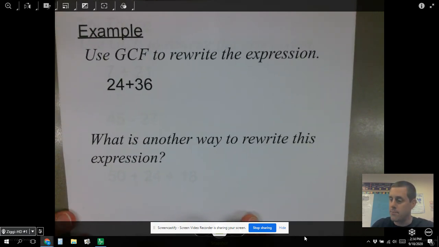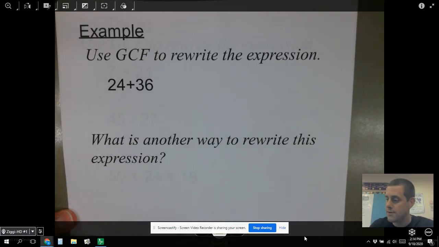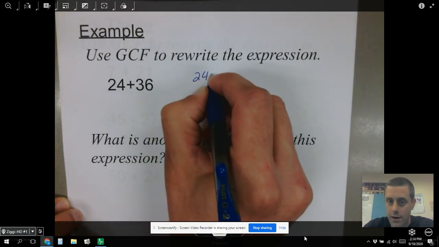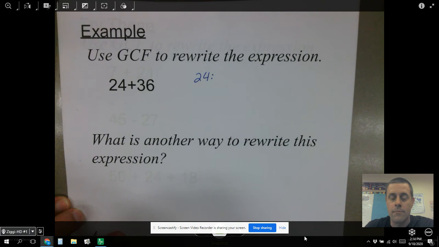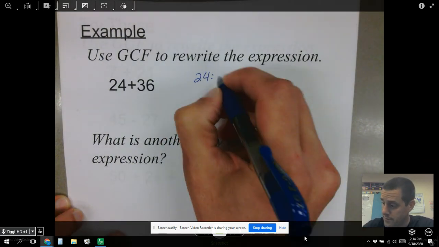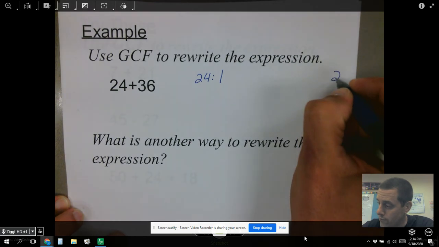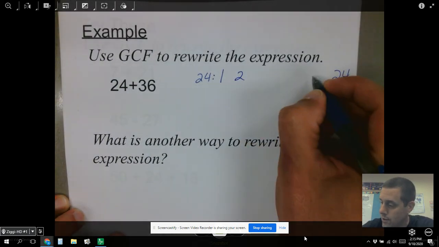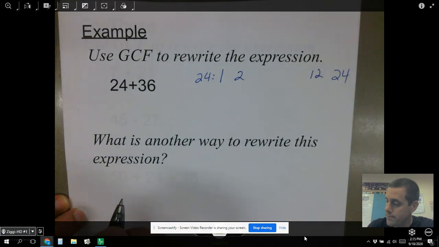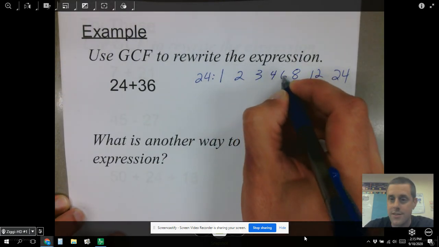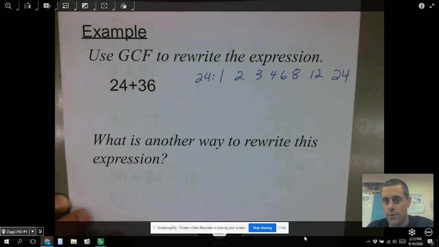All right, next example, 24 plus 36. We are factoring this expression, so let's find factors of 24. Please complete this problem with me on your own sheet of paper. 1 and 24, first factors of 24. It is even, so 2 will work. 2 and 12. 3 and 8, and 4 and 6 will give us all the factors of 24.